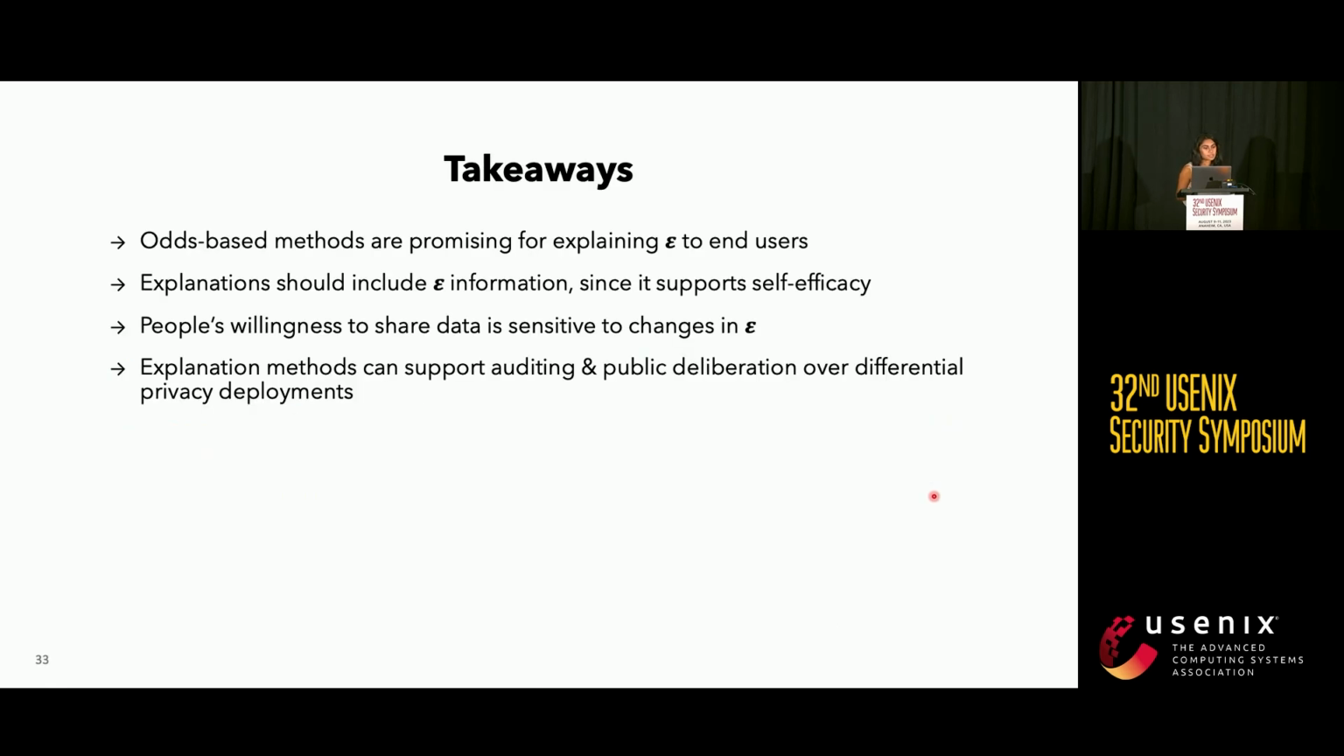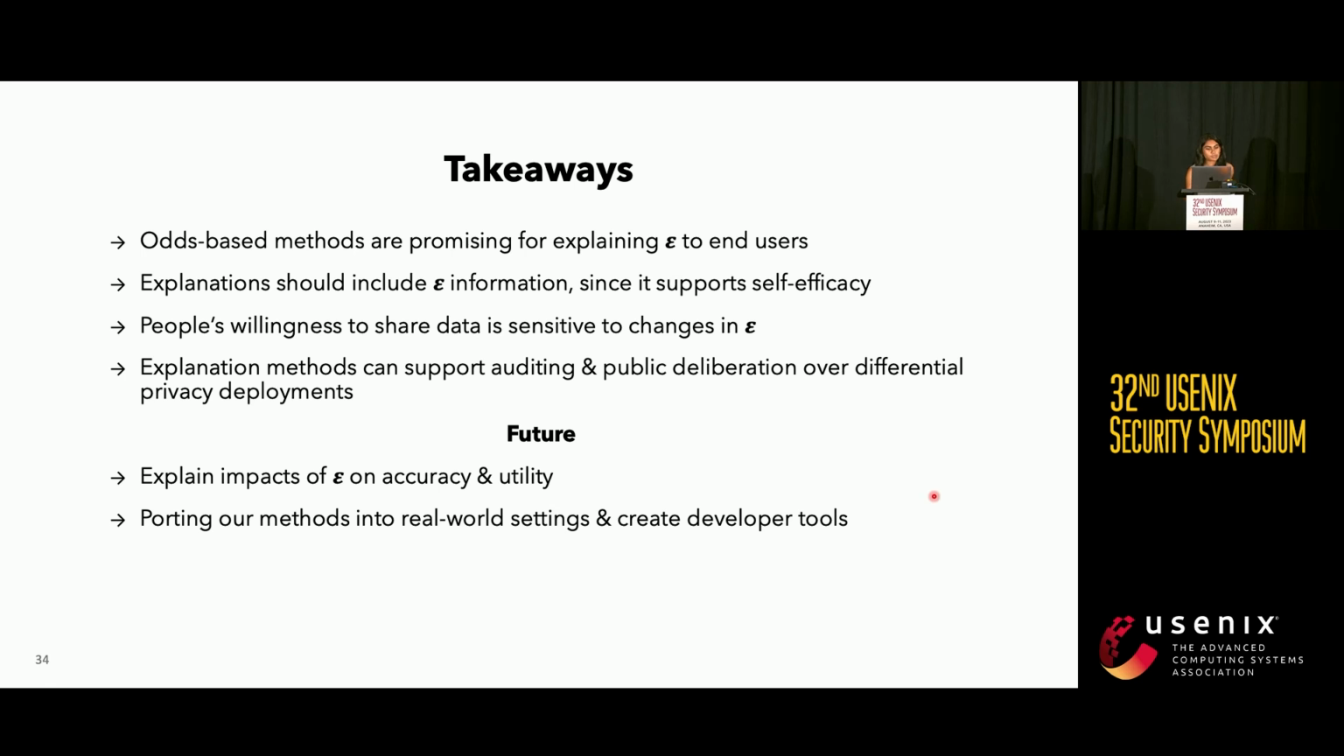Okay, last I'm going to end with some takeaways. First, we found that our odds-based methods are promising for explaining epsilon to end users. Second, explanations should endeavor to include epsilon information since we found it seems to support self-efficacy, specifically in terms of feeling like you have enough information to make a decision. Third, people's willingness to share data is sensitive to changes in epsilon. And last, explanations like ours can support auditing and public deliberation over differential privacy deployments.